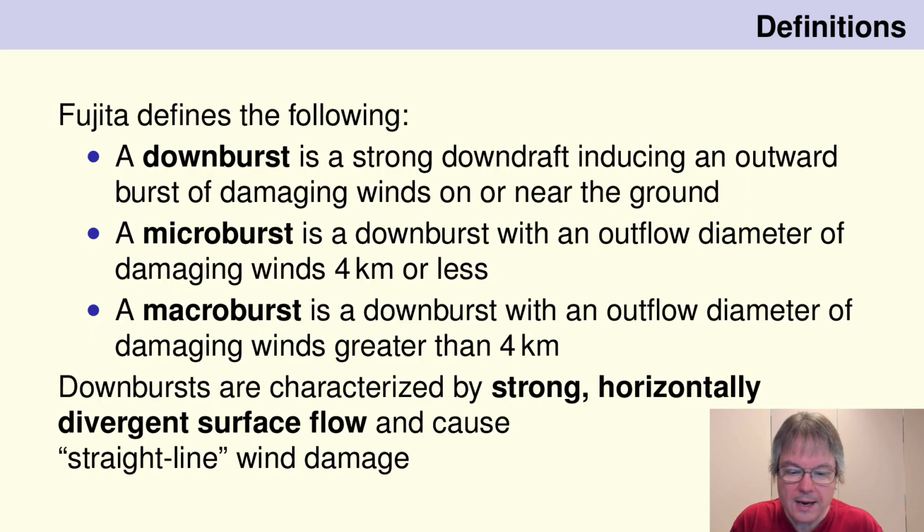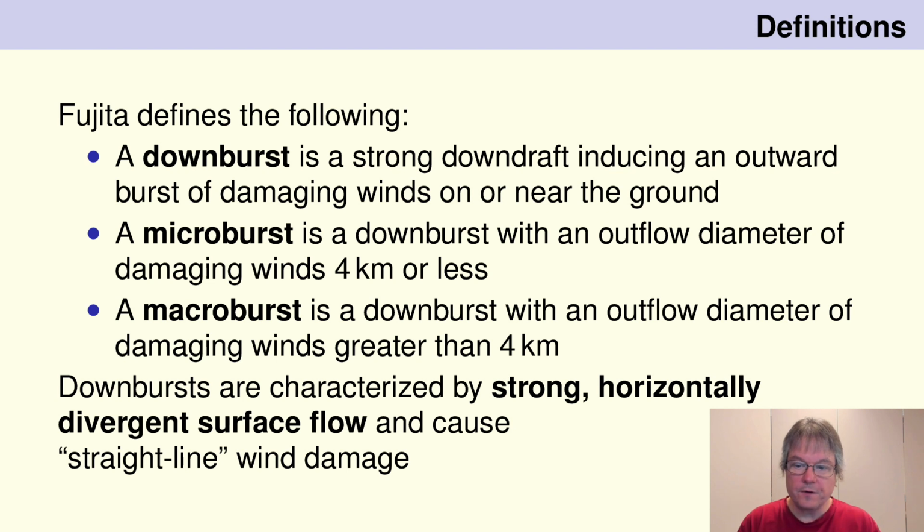When you look at downbursts, there's some terminology we should get across. A downburst is simply a strong downdraft inducing an outward burst of damaging winds on or near the ground. A microburst is a downburst that has a damaging outflow region where you can identify it that's less than 4 kilometers. A macroburst is greater. I will interchangeably use the terms downburst and microburst. Macroburst, these are just sort of the technical terms if you want to be pedantic. In all cases, they produce horizontally divergent surface flow, or quote-unquote straight-line wind damage, or straight-line wind patterns.